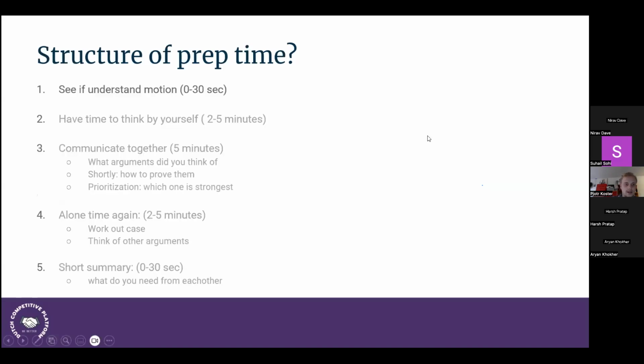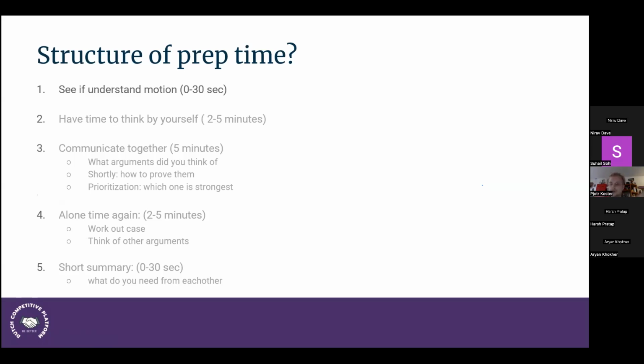Let's see. Yeah, so what's then the structure of prep time? So first thing that you need to do is you need to see if both of you understand the motion. So take the first 30 seconds to see this. This can be important because sometimes a person really doesn't understand what the debate's about, or you don't know what a specific word means, or there's like general confusion. And then it might be best to just set the record straight immediately.